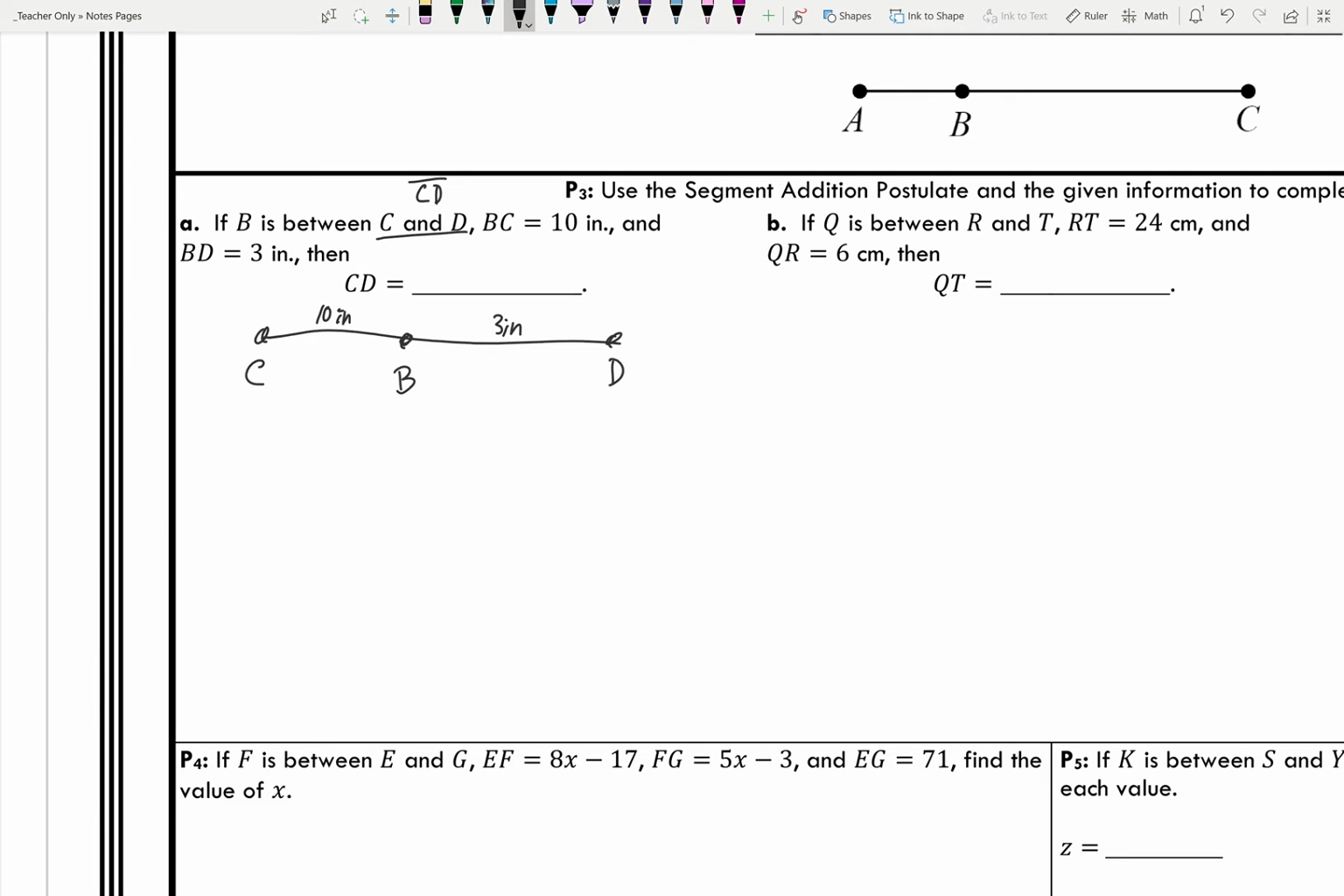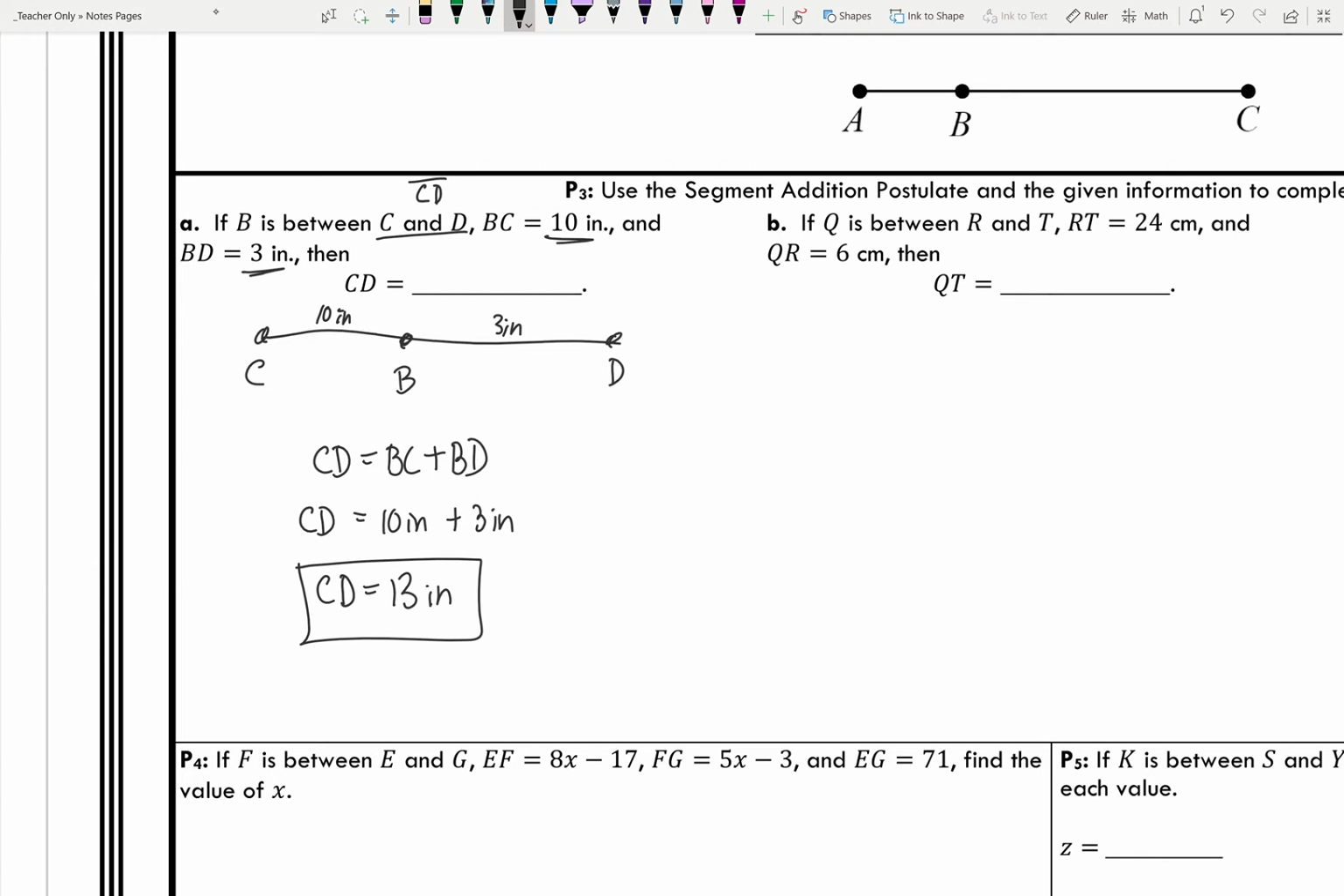The segment addition postulate tells me that CD is equal to BC plus BD. Alright, now plug in information that I know. CD, I do not know, so I keep it as CD. BC is equal to 10 inches, plus BD, which is 3 inches. So 10 inches plus 3 inches gives me that CD is equal to 13 inches. And I'm finished with that one.